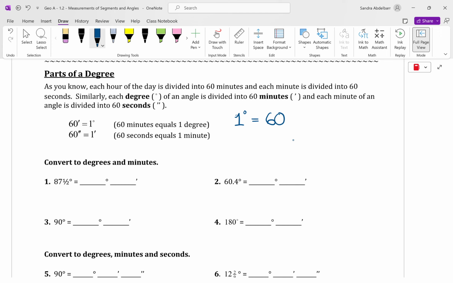60 minutes, I'm sorry. And this little slash on top of the 60 represents minutes. So 1 degree is equal to 60 minutes. And guess what? We know this. 1 minute is equal to 60 seconds. So the double slash is seconds. And we know that little circle on top is degrees. So 1 degree is equivalent to 60 minutes. 1 minute is equivalent to 60 seconds. 1 slash is for minutes, 2 slashes are for seconds.